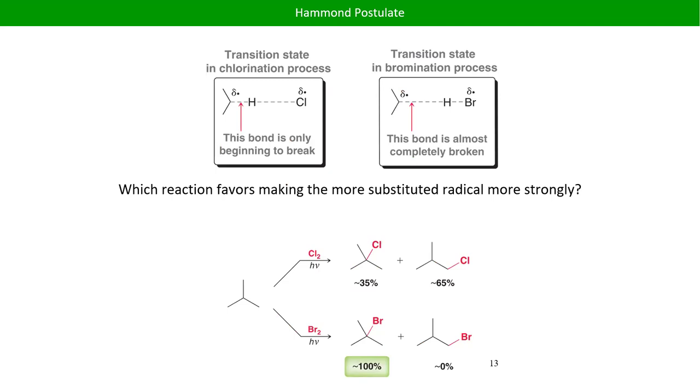So how does that affect it? So here's a picture. It better draws what I was trying to show. And it uses a delta radical symbol, just like we normally do delta plus or delta minus for partial charges. It's using that to indicate a partial radical character. It's like half of a radical.